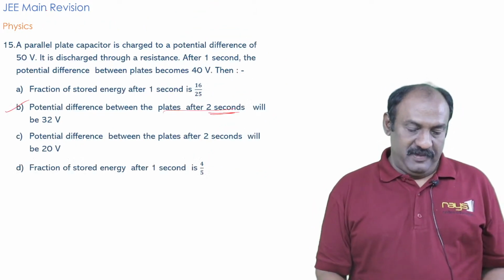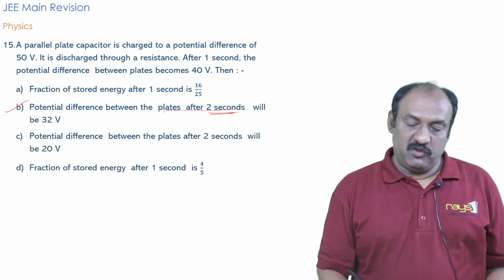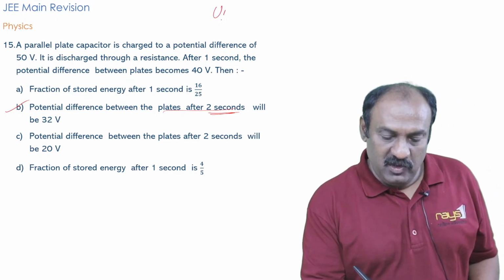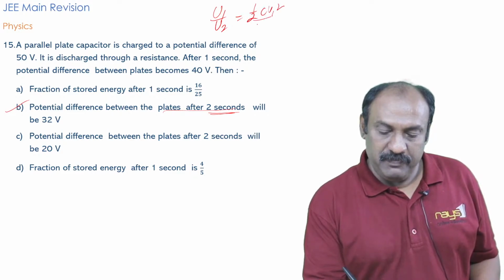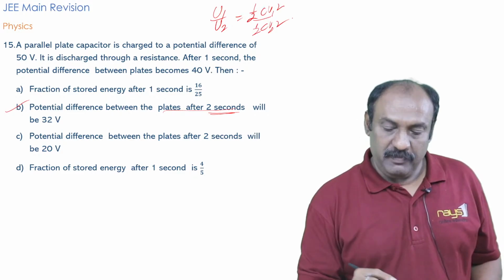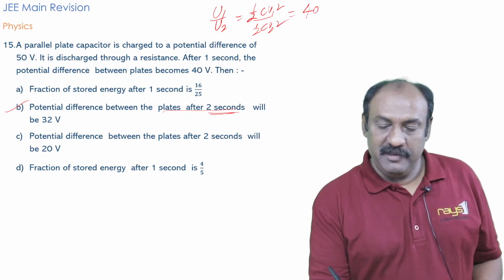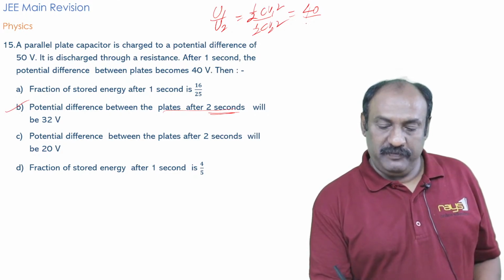In a similar way, I will check the first option. The fraction of stored energy after 1 second. So, what is the energy stored here? U1 by U2 is equal to half C V1 square by half C V2 square. After 1 second, what is the potential here? V1 is 40, and initially the potential is 50.